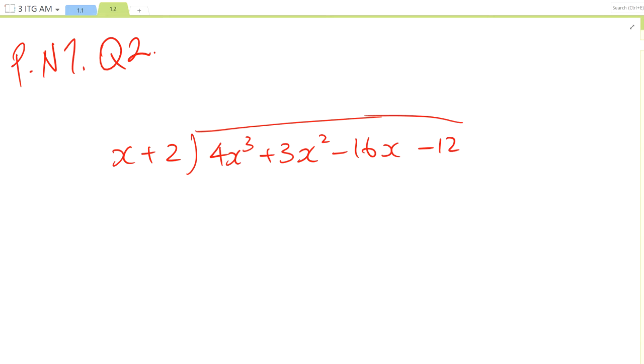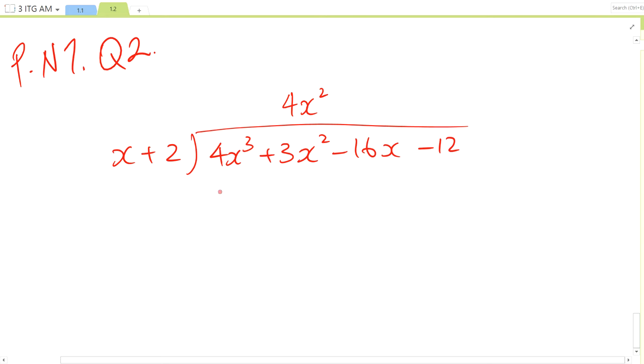Okay, those of you who need help, you may look at the screen now. Something times x gives me 4x cubed. What is the something? 4x squared. I place it above the x squared. So we get 4x cubed plus 8x squared. Subtract it off. With brackets. Some people never put bracket. Then it looks like this. Do you think they are the same? They are different. You must have the brackets.